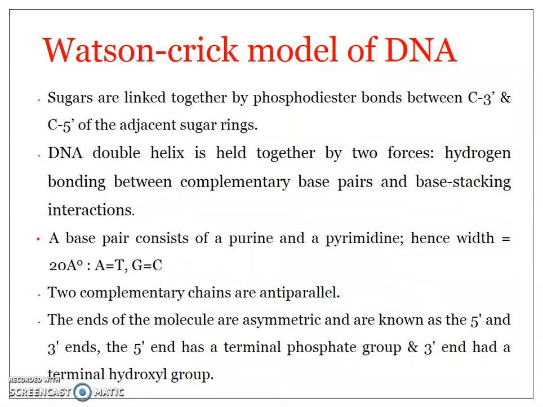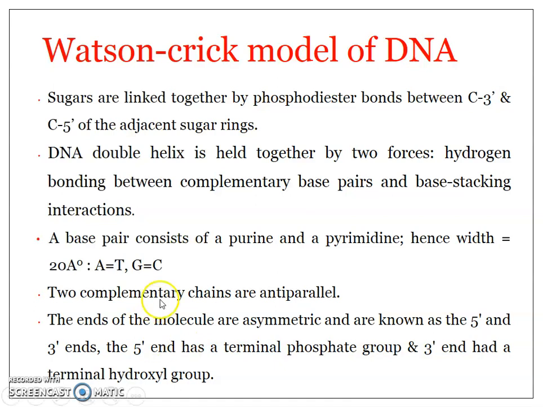Here, the sugars are linked together by phosphodiester bonds between the 3' carbon and 5' carbon of the adjacent sugar rings. What does it mean? When two nucleotides are connected, they are linked by phosphodiester bonds, and these phosphodiester bonds extend between the 3' carbon of one nucleotide and the 5' carbon of the second nucleotide. So that is how the whole backbone is formed.